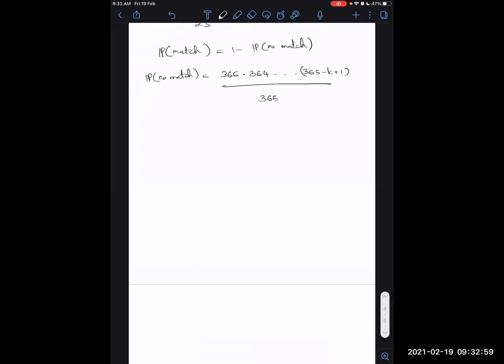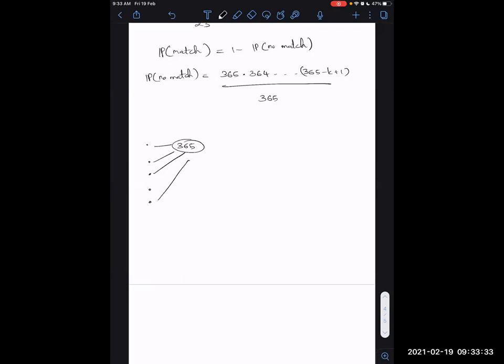So each person has 365 possibilities. Think about the multiplication rule that we saw in the last class. There are k people. The first person can choose any of these 365 days. The second person can also choose any of these 365 days. The third person can also choose these 365 days, up to the kth person.